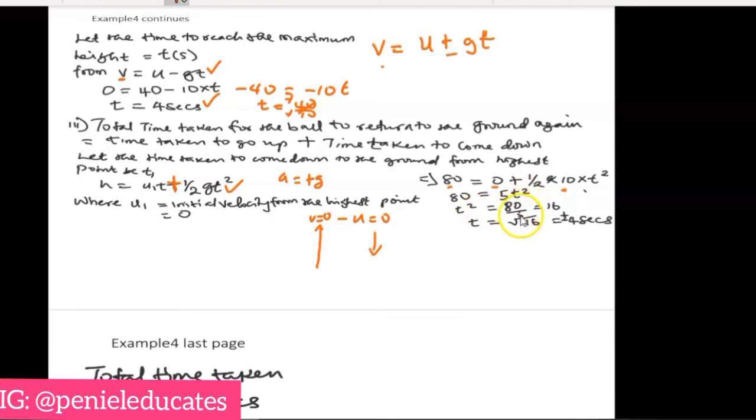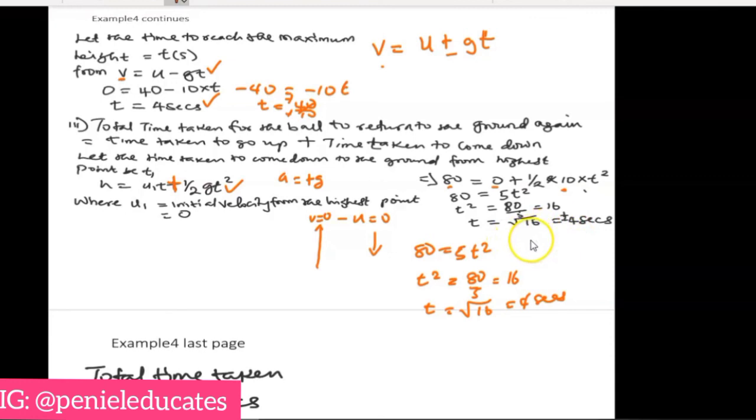So 80 is equal to 5t square. Our t square will be 80 over 5, and 80 over 5 is 16. Then t will be the square root of 16, which is 4. So that is 4 seconds. So the time taken to come down to the ground from the highest point is 4 seconds.